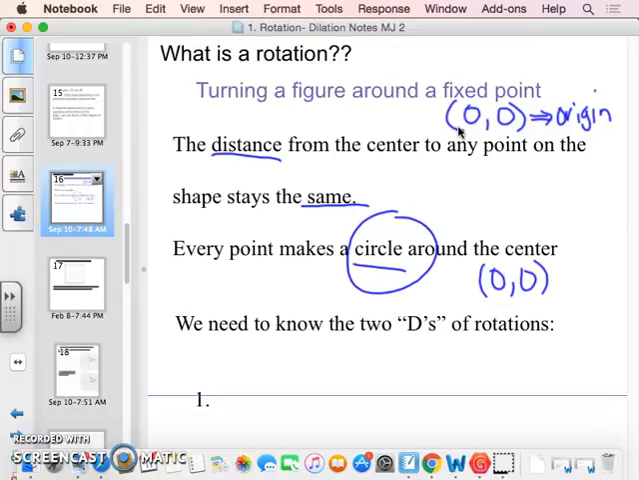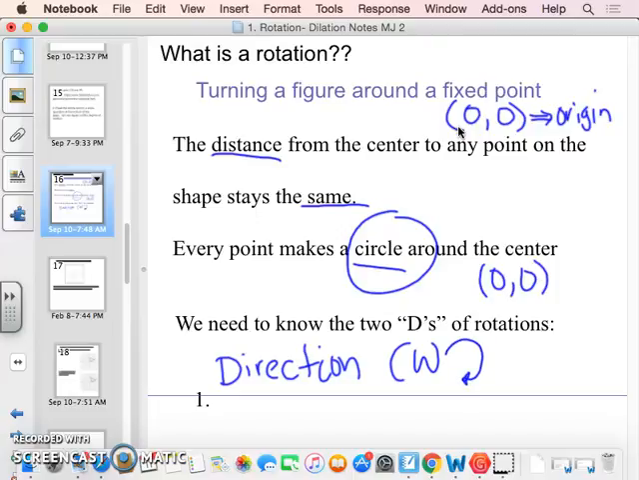And so there are two D's of rotations. One is direction. On Friday, we talked about two different directions. You can go clockwise, in the clockwise direction, or of course you can go counterclockwise, and that's against the clock. And then the other D I want you to think about is, it's not going to be distance, but when you're turning, we talked about the different degrees of rotation. And so number 2 is going to be degrees.